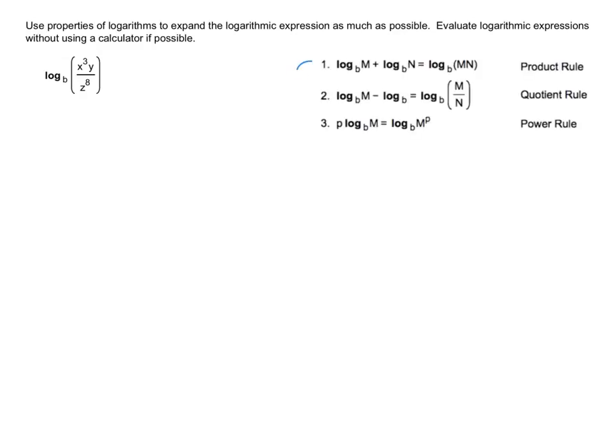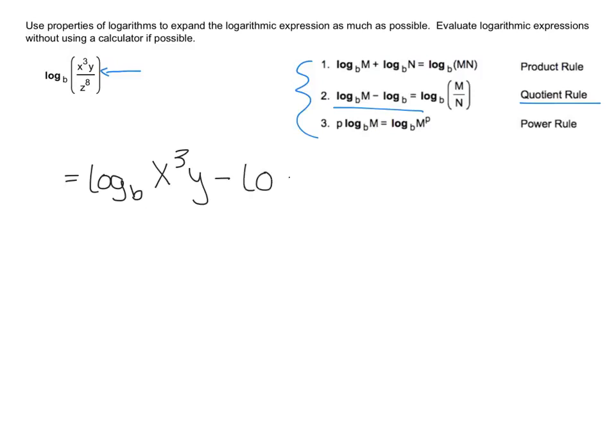For this problem, I'm going to use the logarithmic properties to expand the logarithm. If you'll notice, I have log base b of something being divided by another expression. Since we have division within our logarithm, I can apply the quotient rule. That tells me to take the log of the numerator and subtract from it the log of the denominator.